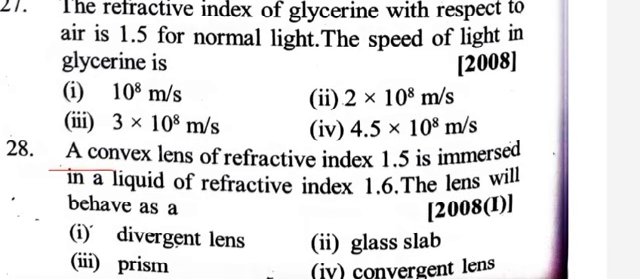A convex lens of refractive index 1.5 is immersed in a liquid of refractive index 1.6. The lens will behave as a divergent lens.